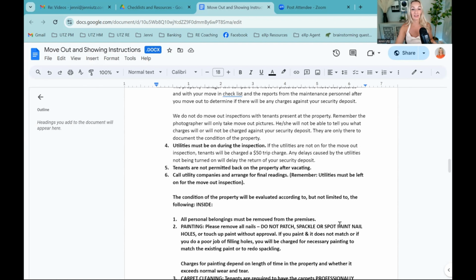The utilities being on during our inspection. So we usually do our inspection on the last day that they move out. So that means they can't have the utilities turned off the day before or the week before or anything like that. It has to be turned on to make sure that we have everything in working proper order when we're doing our move out inspection. All of those things are required when we are taking photos so we can compare the condition of the property to when they first moved in. And that's all what we use to go up against the statement of deposit for whether or not they get all or some of their security deposit back.